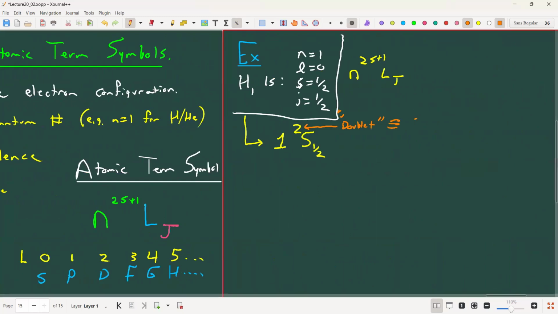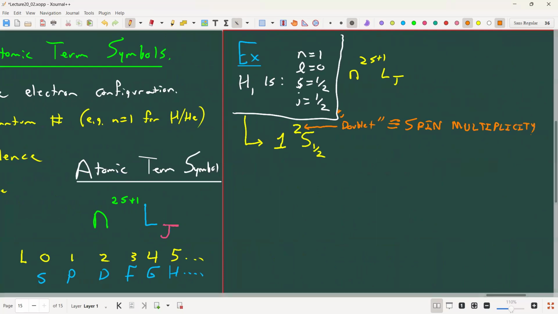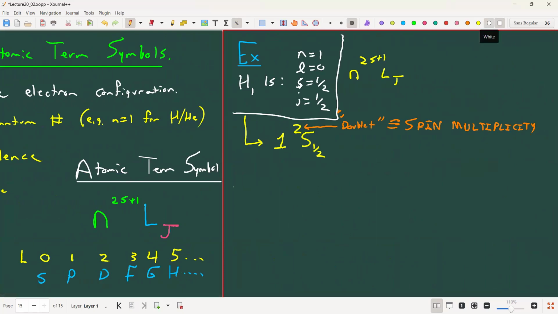And this number appears what we call the spin multiplicity. We're going to see why in just a second, why it's a doublet, why it's called a multiplicity. It's not really clear in the 1s state. So let's move up to the next state.